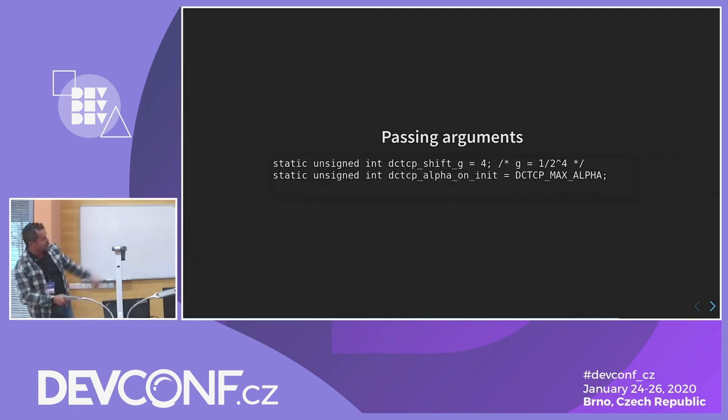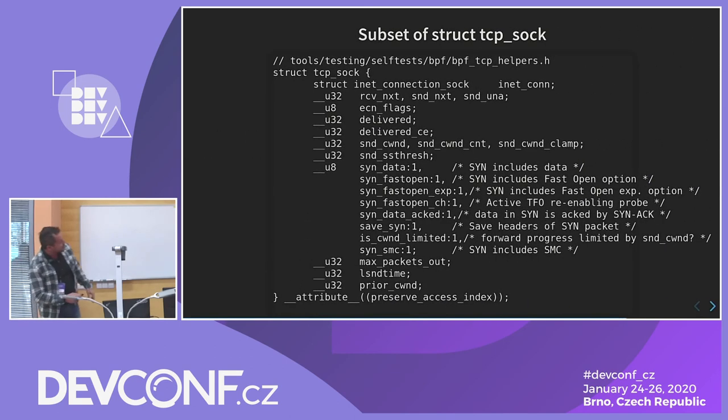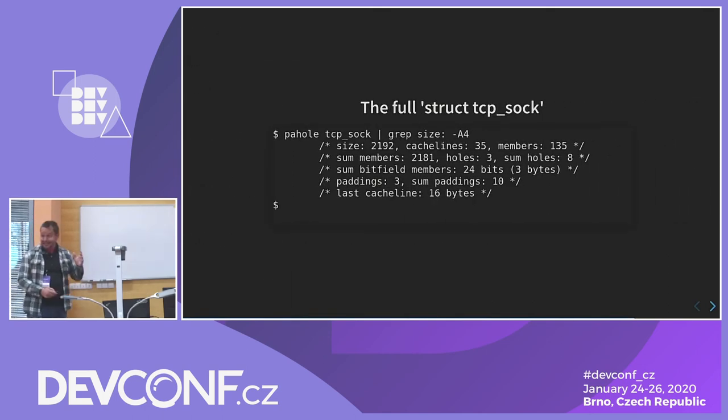So for passing arguments is the same thing I described before. And if you look at the TCP helpers.h for this specific congestion control thing, it has TCP SOC with those fields, yes? It even fits into just one screen. But if you look at TCP SOC in the kernel, it has 135 members. It's way more than that.